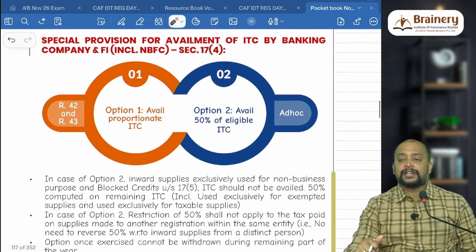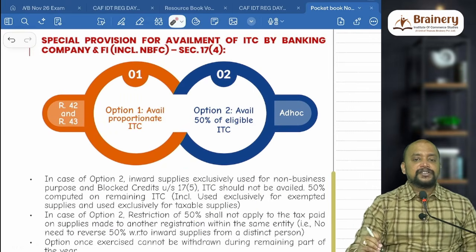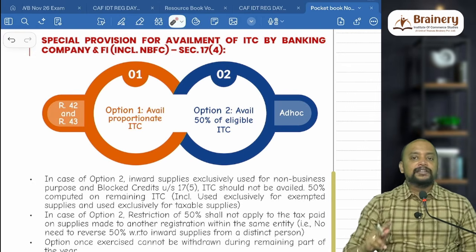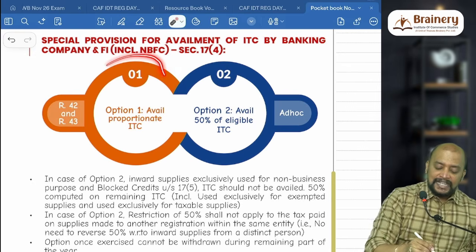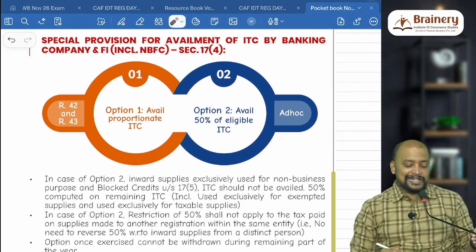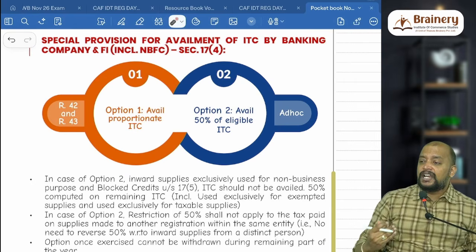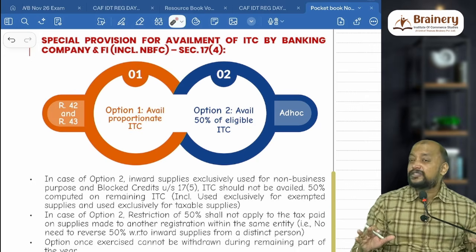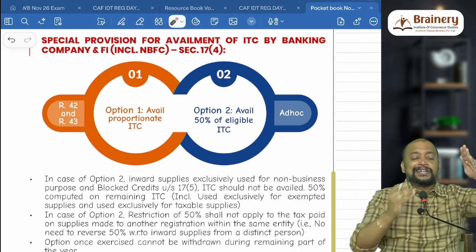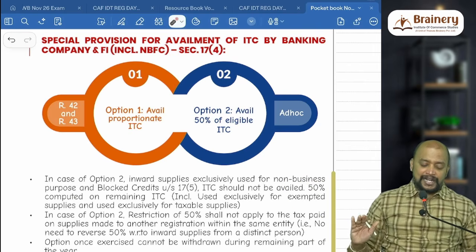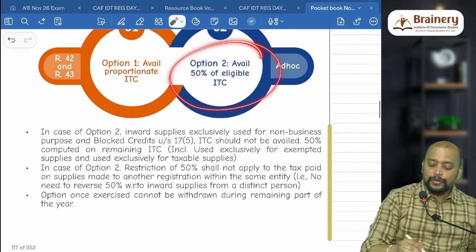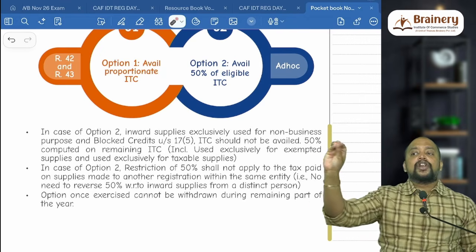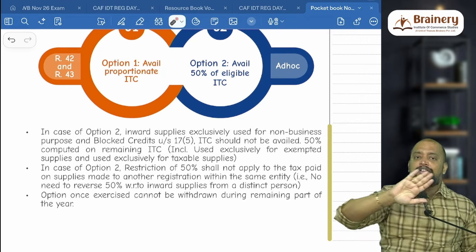Then special provision for banking company, financial institution and NBFC, section 17 subsection 4. They have two options. Option 1, they will avail the proportionate ITC. Option 2, they will avail 50% of the eligible ITC. And they have to decide this option in the beginning of the financial year, and that will be applicable throughout the financial year. In case of option 2, only ineligible ITC and blocked credit, that is used for non-business and blocked credit alone we will not take.